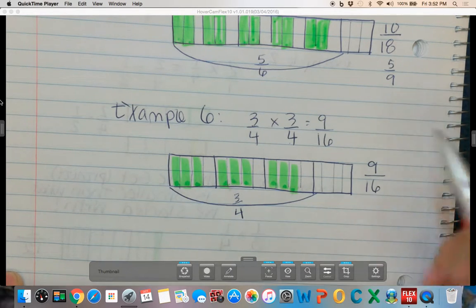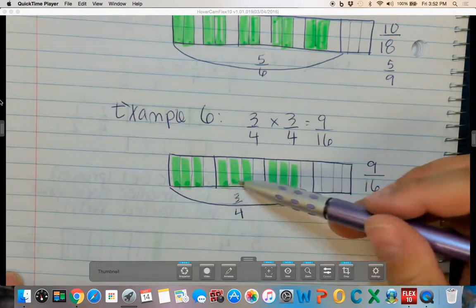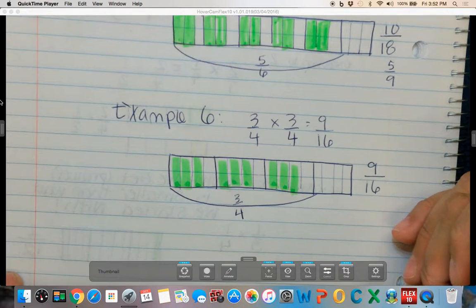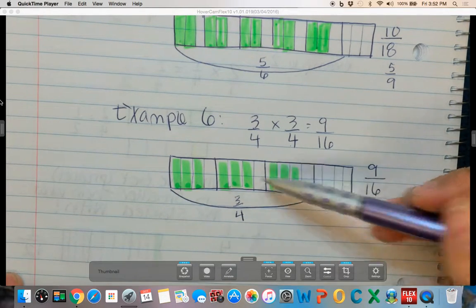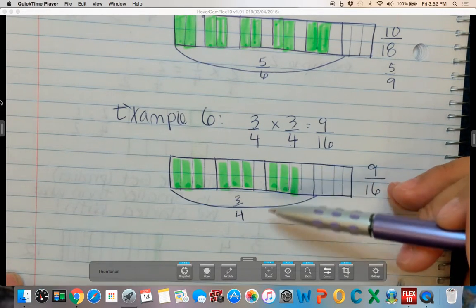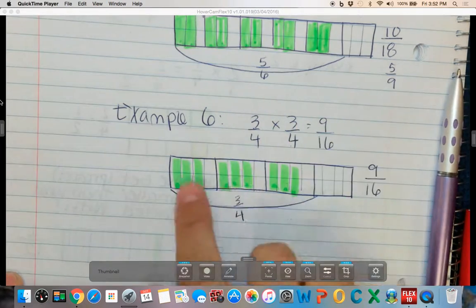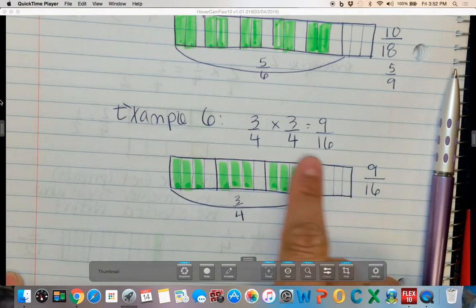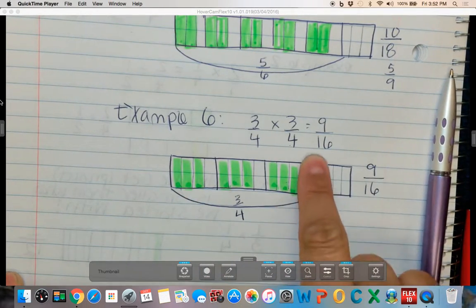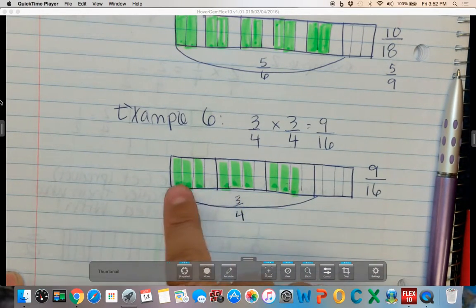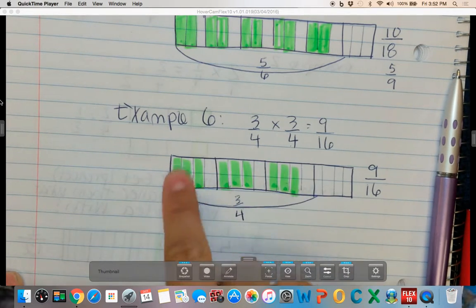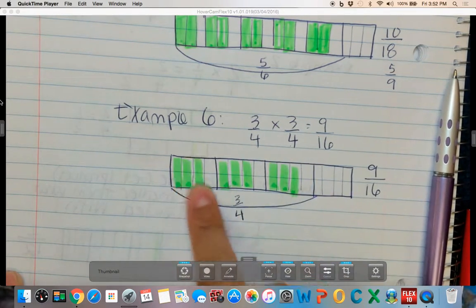What does it mean? We're always getting a smaller number than what we started with because we're taking pieces of pieces. Pieces of pieces. So what I end up with is these 9/16 of the 3/4.